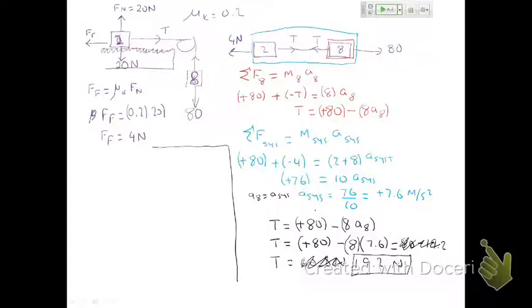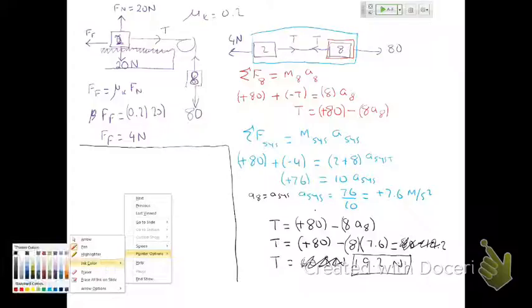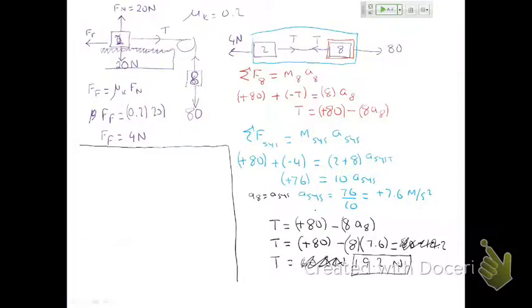And let's redo this problem. If I go back to red, then I say the sum of the forces on the 8 is equal to the mass of the 8 times the acceleration of the 8. So that means that plus 8t added to minus t is equal to 8 times a. Let's just call it a, well, a on the 8 just for consistency. So t is equal to 8t minus 8a8.